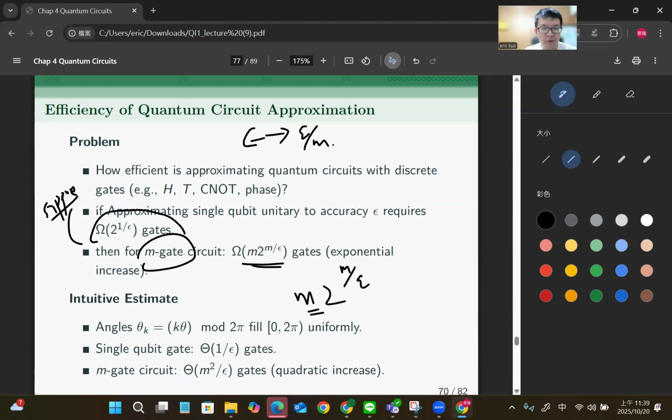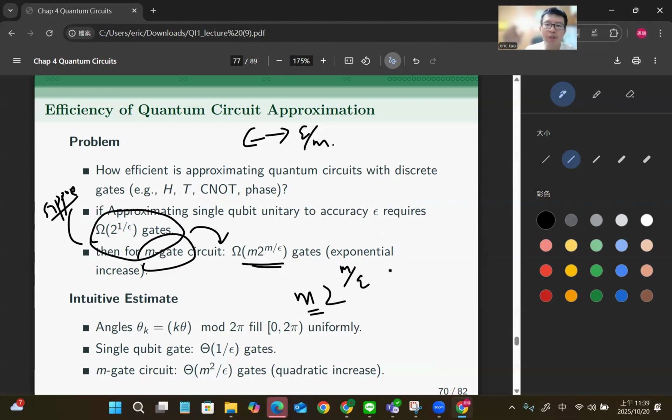So if this is true, then this is bad, because that means the number of approximation gates increases exponentially if we want m of them. Let's say m is polynomial, then we get an exponential increase.